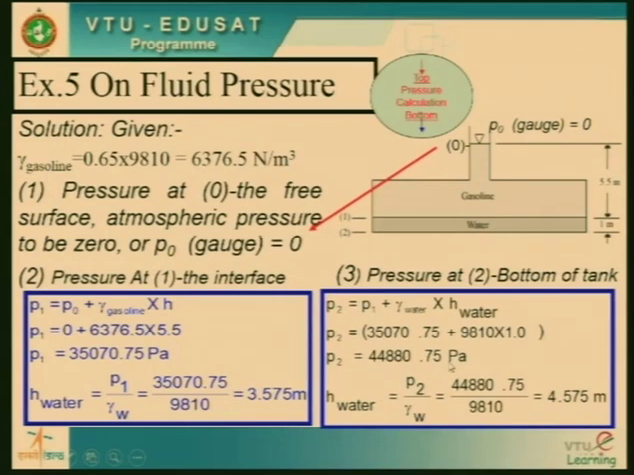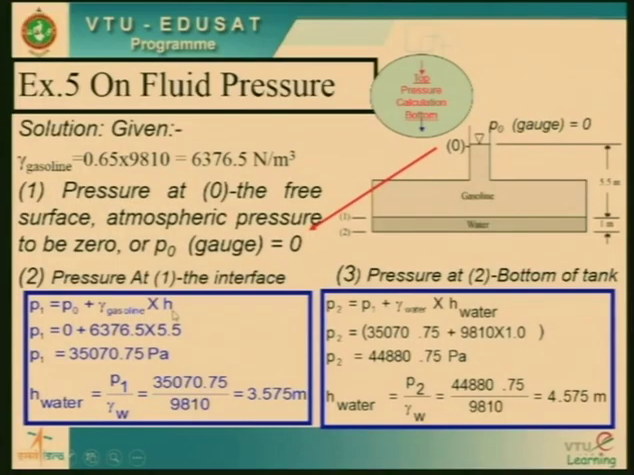But the main thing is it is not much different from the previous problem. We have taken the gasoline top, it is 0. We have gone to the gasoline level 1, gamma gasoline into H gasoline, we got the answer. Similarly, we have gone to P2 at this point, the value is P1 plus gamma water into H water. We have added this value, 350.70 plus 9810 into 1. So, we get the answer P2 as the final pressure on the bottom.